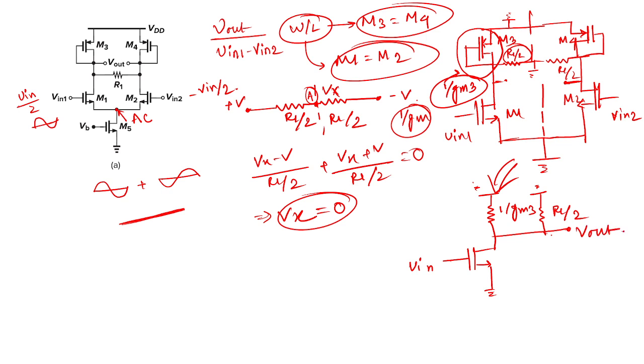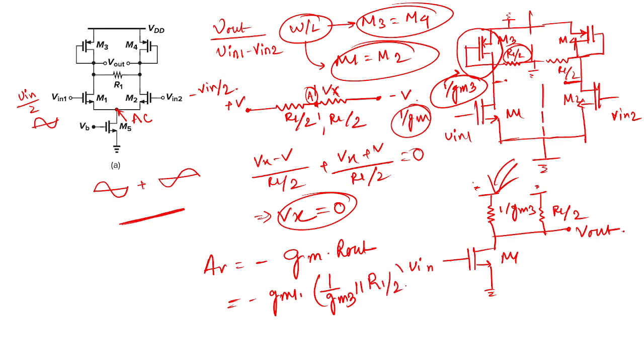So this is basically a common source topology, so we can easily find the gain, and the gain is basically minus gm times Rout. So here it is minus gm1 times Rout, where Rout means 1 by gm3 in parallel with R1 by 2. So this is the overall gain of the circuit.